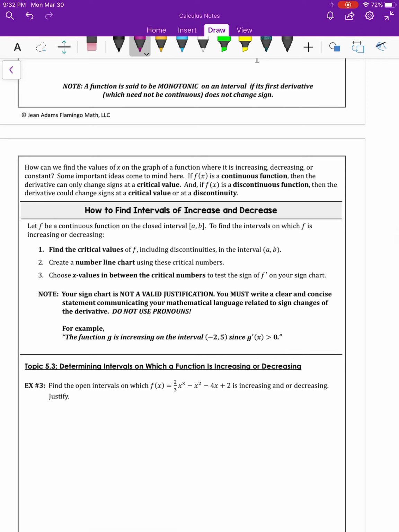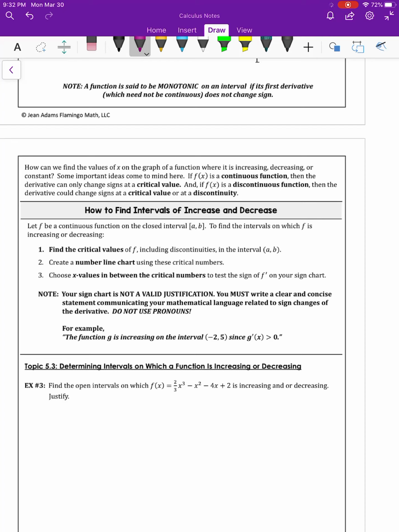So how to find values or intervals of increase and decrease. Let f be a continuous function on a closed interval [a, b]. To find the intervals on which f is increasing or decreasing, number one, find the critical values of f, including discontinuities, in the interval [a, b]. Create a number line chart using these critical numbers and choose x values in between the critical numbers to test the sign of f prime on your sign chart. We call it a sign chart.